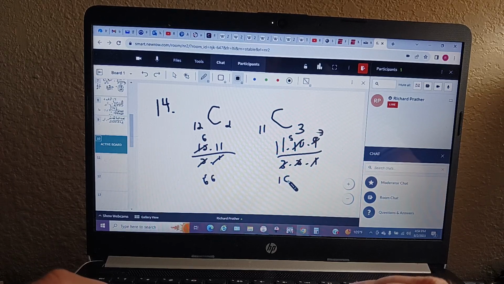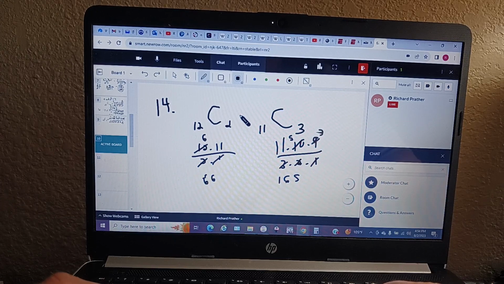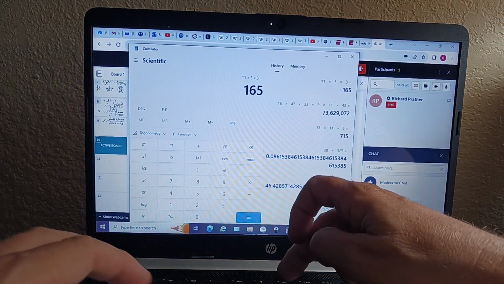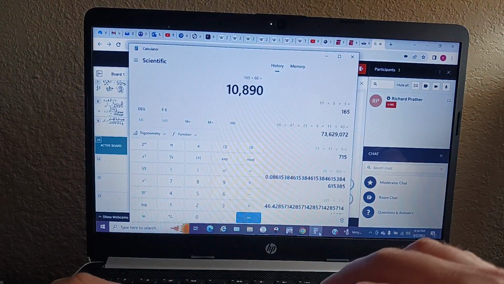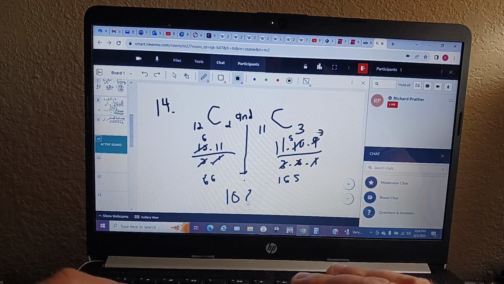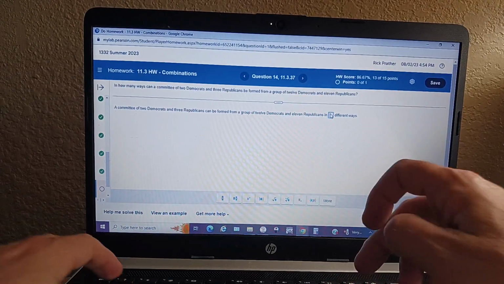There's 66 ways to pick the Democrats. There's 165 ways to get the Republicans. And we want both of these. So this is and this many Democrats and this many Republicans. And is typically when you multiply in this chapter. So I just need to multiply by 66. 10,890. $10,890.